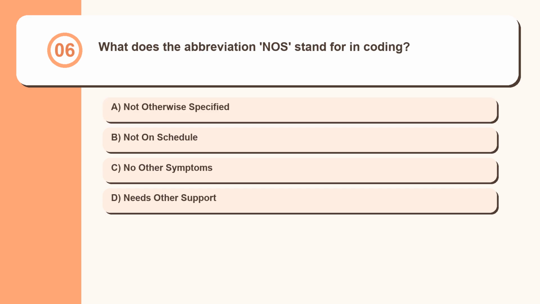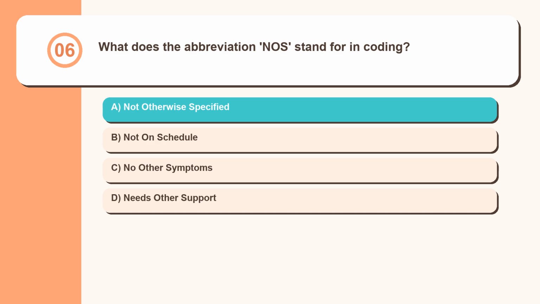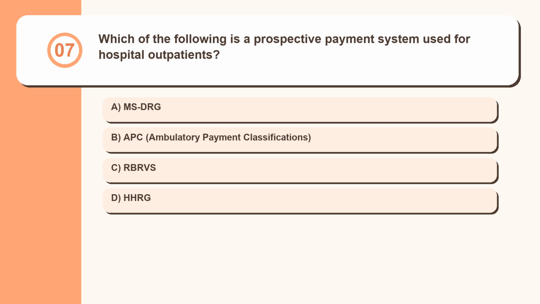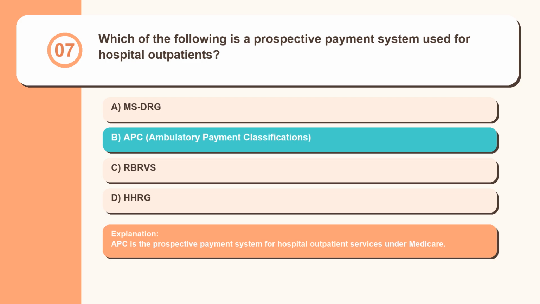Question 6. What does the abbreviation NOS stand for in coding? Not otherwise specified, not on schedule, no other symptoms, needs other support. NOS, not otherwise specified, is the equivalent of unspecified and is used when the documentation lacks details. Question 7. Which of the following is a prospective payment system used for hospital outpatients? MS-DRG, APC, Ambulatory Payment Classifications, RBRVS, HHRG. APC is the prospective payment system for hospital outpatient services under Medicare.